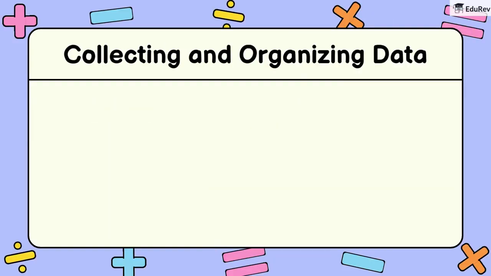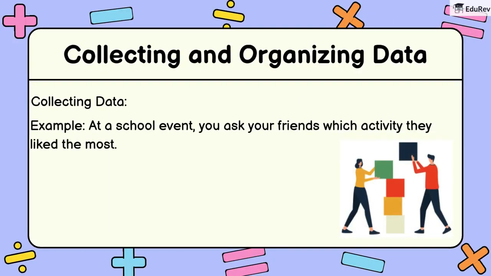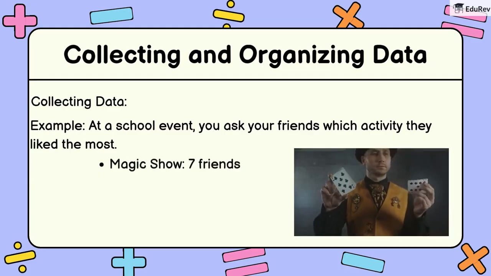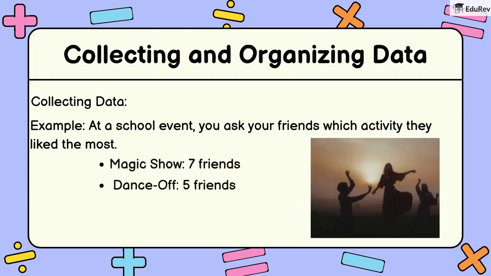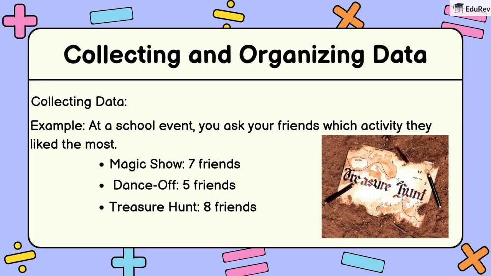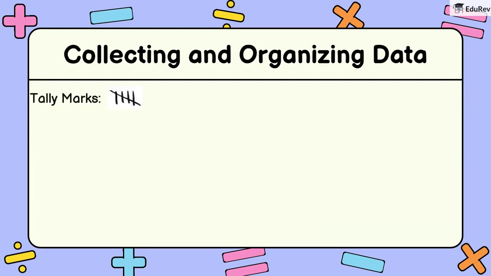Next, let's look at how we collect and organize data. For example, during a school event, you might ask your friends which activity they liked the most. You find that 7 friends liked the magic show, 5 friends enjoyed the dance-off, and 8 friends preferred the treasure hunt. Now let's discuss tally marks.